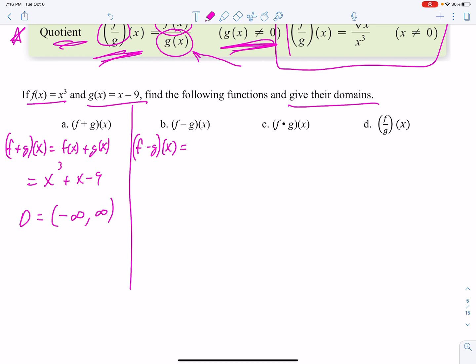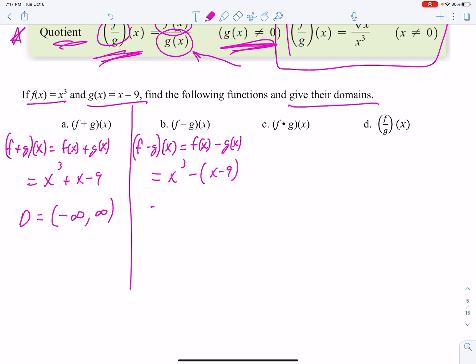All right, part B, we're now going to do f minus g of x. Again, notice how I'm saying it, f minus g of x. By the rules above, that means take f of x and subtract g of x. So f of x is x cubed. Now be careful, like I said, with the subtraction ones. Minus g of x. Well, g of x is x minus 9. So notice how I put it in parentheses.